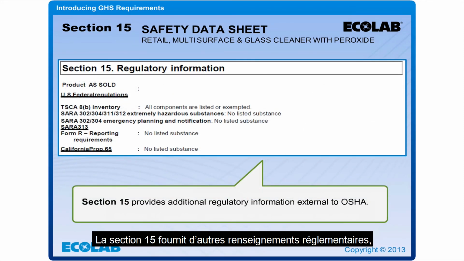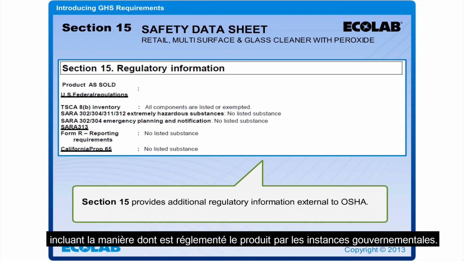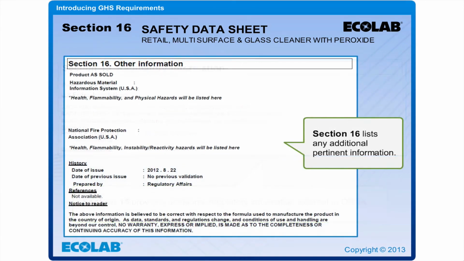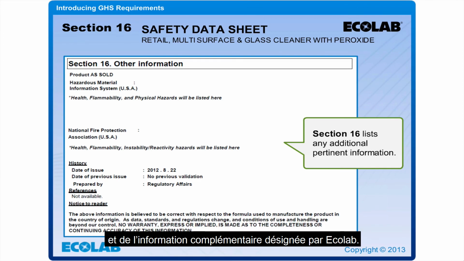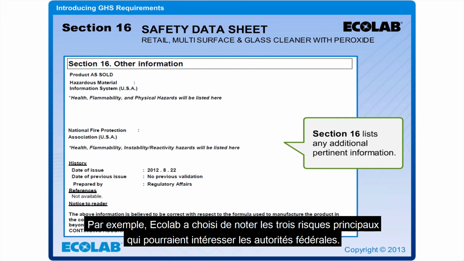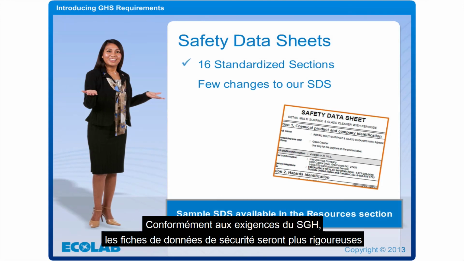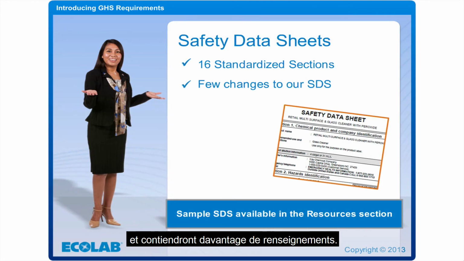Section 15 offers additional regulatory information external to OSHA. Included may be how it is regulated by the EPA or state agencies. This last section lists additional pertinent information such as the date of SDS issue and supplemental information determined by the manufacturer. For example, Ecolab has elected to list the HMIS and NFPA ratings in this section. Safety data sheets will be more robust and contain additional information with the GHS requirements.